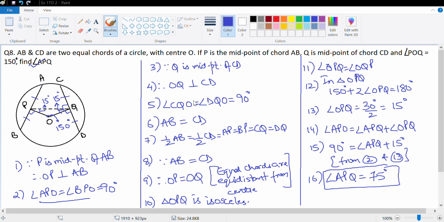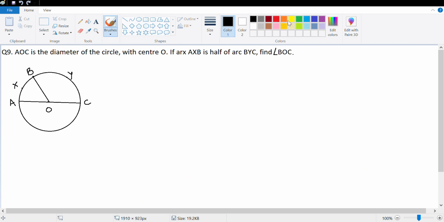The next question that we do is question number 9. Question number 9 says AOC is the diameter of a circle with center O, and if arc AXB is half of arc BYC, we need to find angle BOC. So let's just write that down. Angle AOC is equal to 180 degree. Why? Since AOC is diameter, which means it's a straight line, which means the angle at the center is 180 degree.